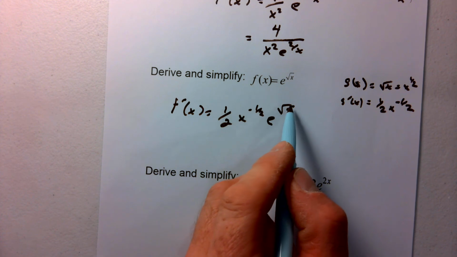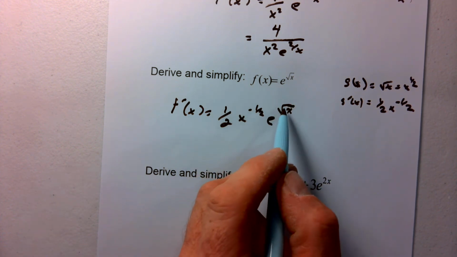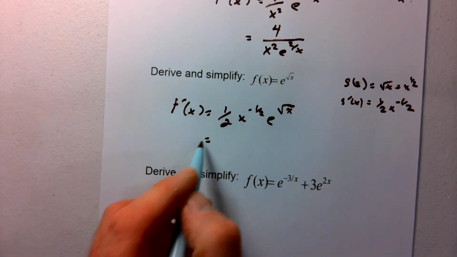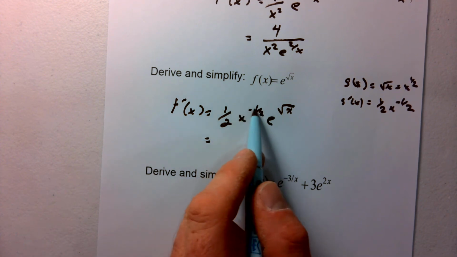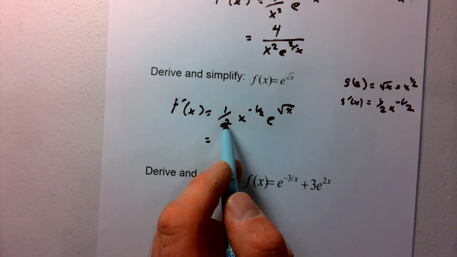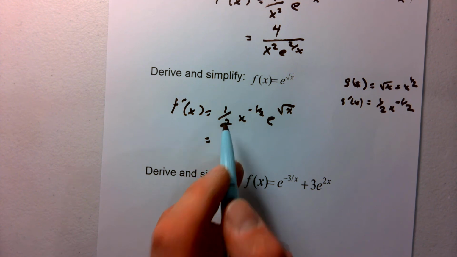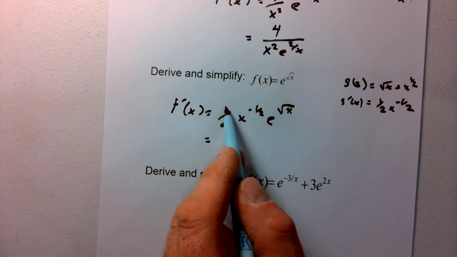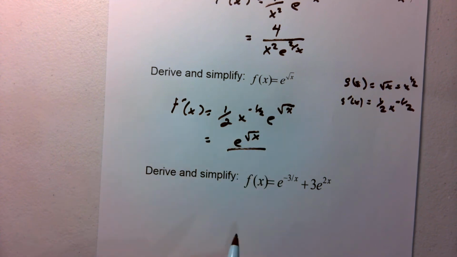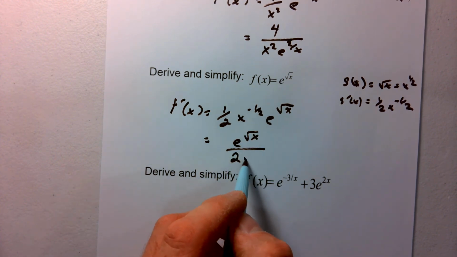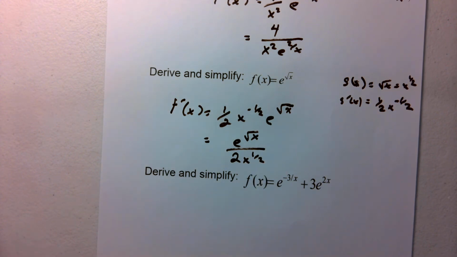Again, remember that exponent never changes. Again, we have negative exponents. We're going to take that out of the numerator and take it to the denominator, which we've already started with a 2. I have a 1 in my numerator and e to the radical x, so I just have e to the square root of x over 2x to the 1/2.